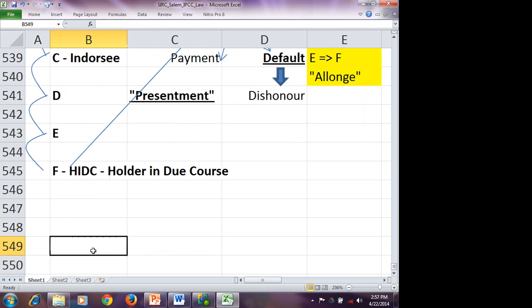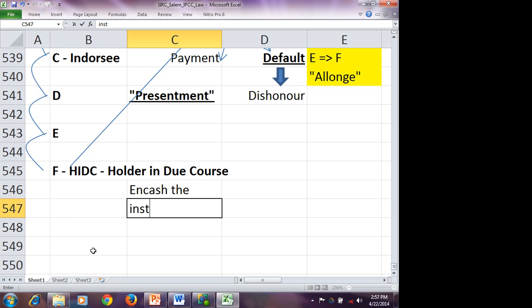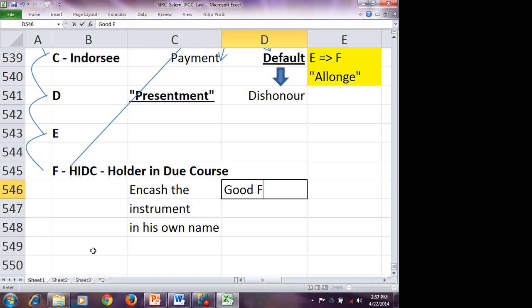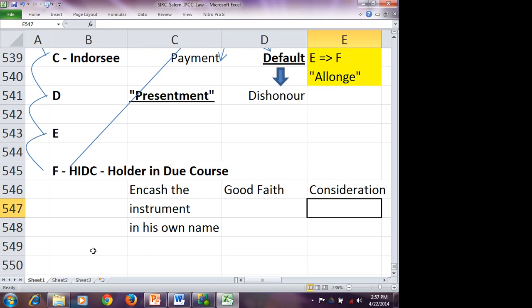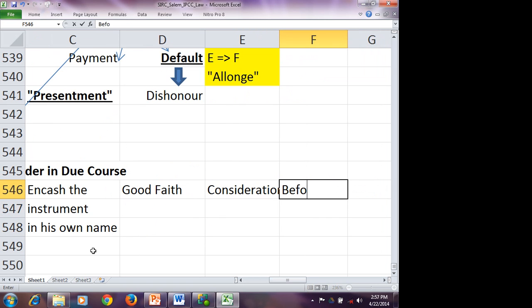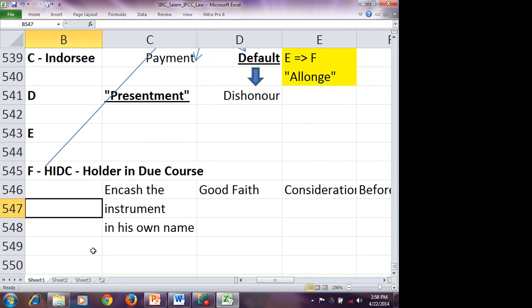So you need to understand the following. One who could encash the instrument in his own name, and he has acquired the instrument in good faith for a consideration, and you need to check whether he has acquired it before or after maturity. Following are the critical tests.